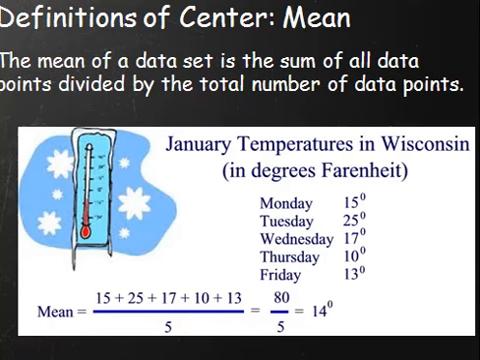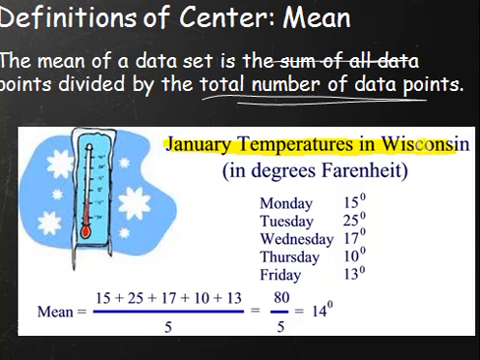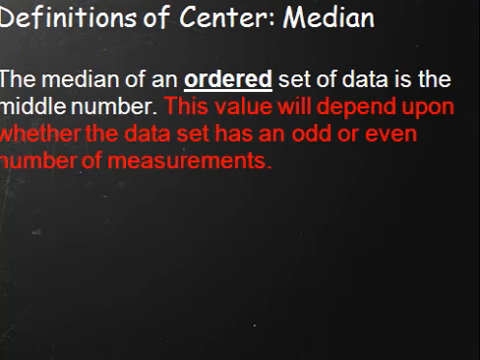We have the mean, or the arithmetic average. The mean of a data set is found by taking all the data points and adding them together, and then dividing by the total number of data points. So if I have 5 data points that represent 5 temperatures in January during 1 week, to find the average temperature from Monday through Friday, I would add my 5 data points together and divide that by my total number of days. Therefore, I would get 80 as my sum divided by 5, which would result in a mean of 14 degrees Fahrenheit.